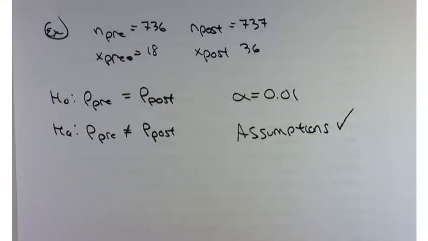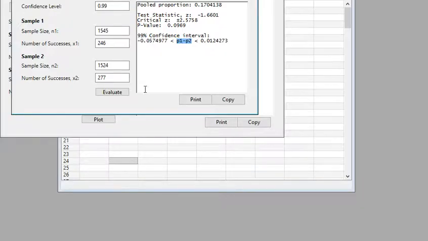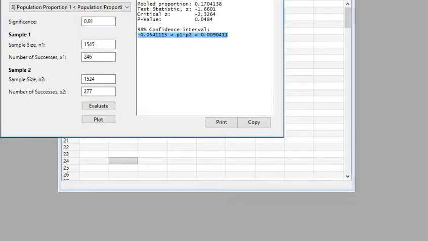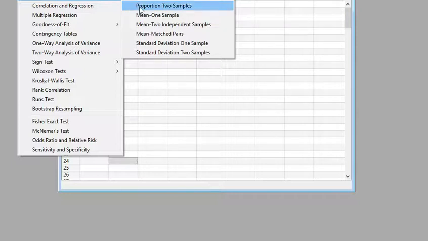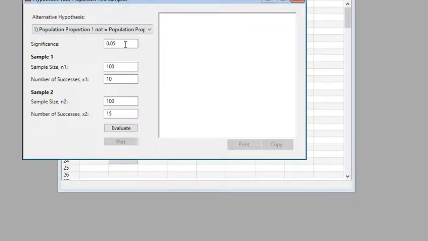Let's test this claim. So we'll go over to StatDisk. Go back to analysis. Hypothesis testing. Proportion 2 samples. Now, one of the things that you've got to get comfortable with is deciding, is this a 1 population test or a 2 population test? Since we've got 2 samples, we're testing 2 different populations, pre and post, and seeing if the lead levels pre and post are the same. We'll make that test at the 1% significance level.